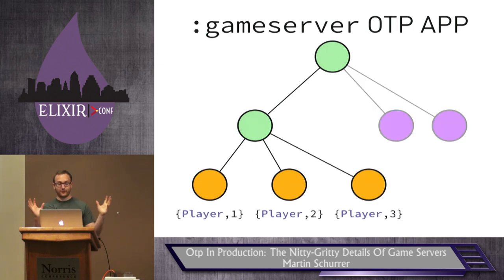And the game server OTP app is basically a grab bag where we put everything else that's important. So the things that are grayed out are like the leagues and the lobbies and stuff like that. And it also has a child supervisor, which is again simple one for one. So the player processes live under that. And they are again globally registered. So within the whole Erlang cluster, you can always check whether or not a player process for player one exists.